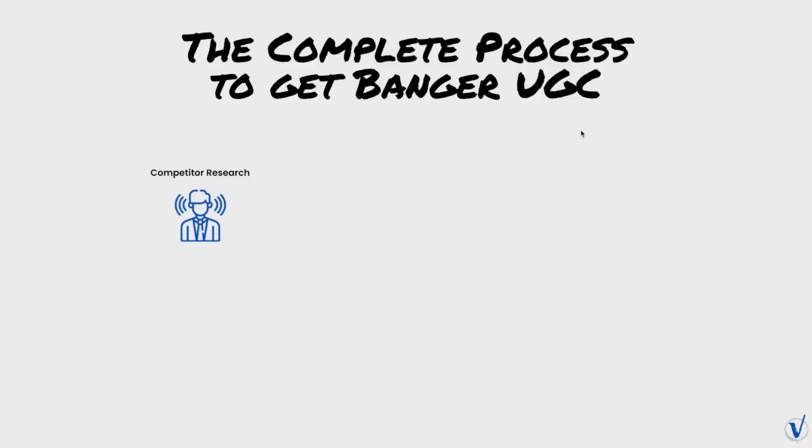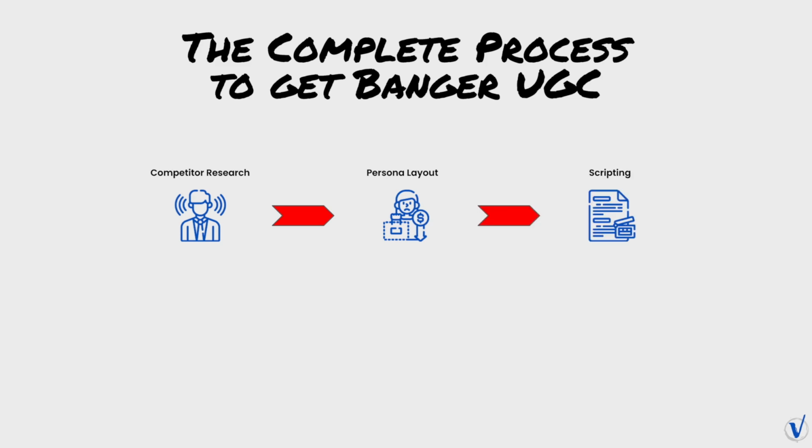So here you are within my computer, and we are quickly going to walk through the complete process of getting banger UGC ads before we can then go into each particular step for you to properly understand it. Okay, so first thing that we're going to do, always before even thinking about how or what content creator we have to work with, we are going to do some competitor research. Afterwards, we're going to lay out our different buyer personas to then go into the scripting and ad drafting of, okay, what are actually the ultimate end ad results that we want to launch within our ad accounts, and how can we get there.